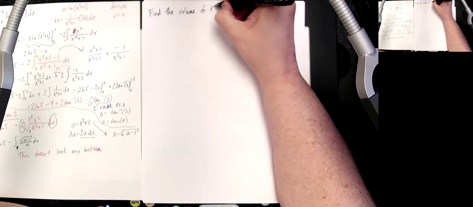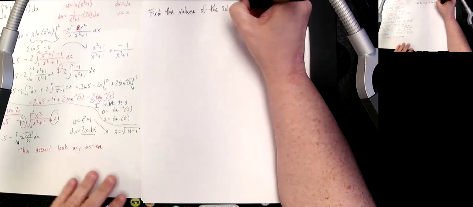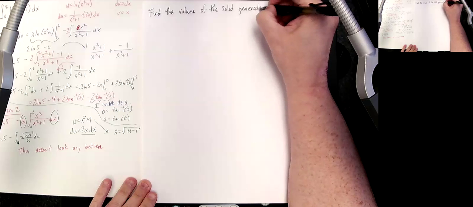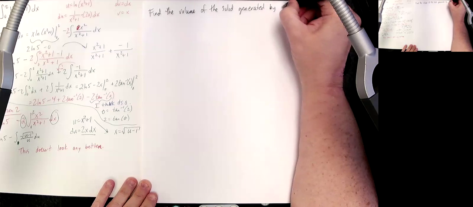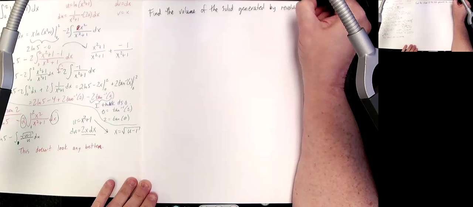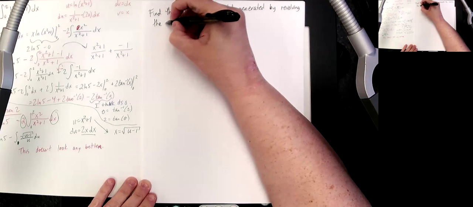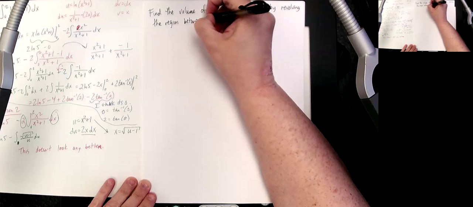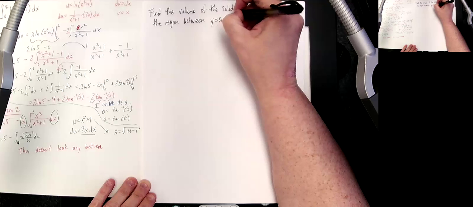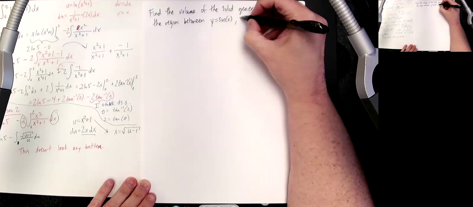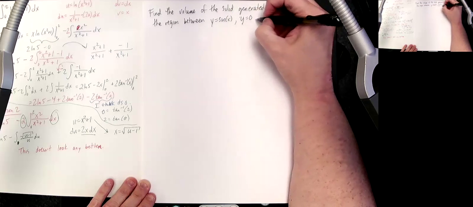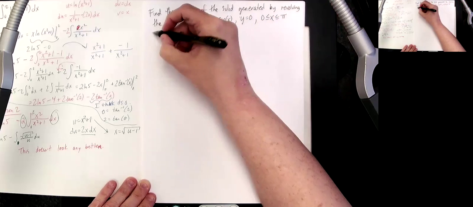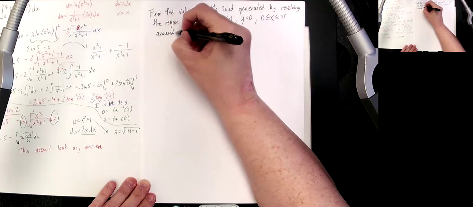Find the volume of the solid generated by revolving the region between y equals sine x and y equals 0, from 0 less than or equal to x, less than or equal to pi, around the y-axis.